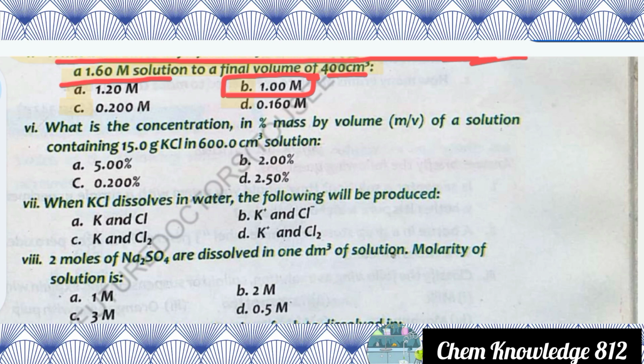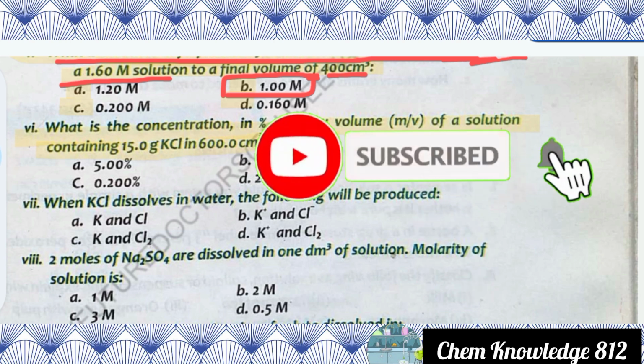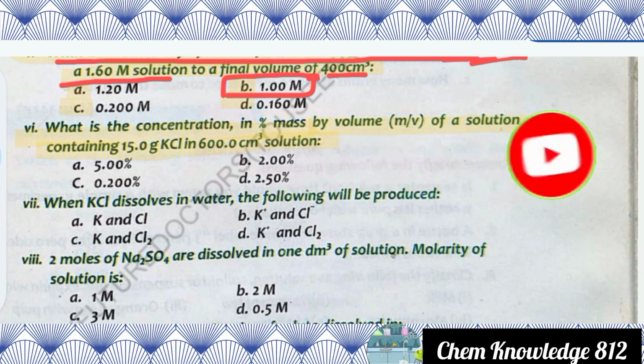Next one is, what is the concentration in percent mass by volume of a solution containing 15 gram KCl in 600 cubic centimeter solution? So option A is 5%, B 2%, C 0.2%, and D 2.50%.